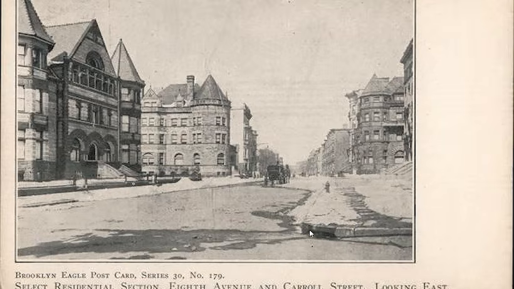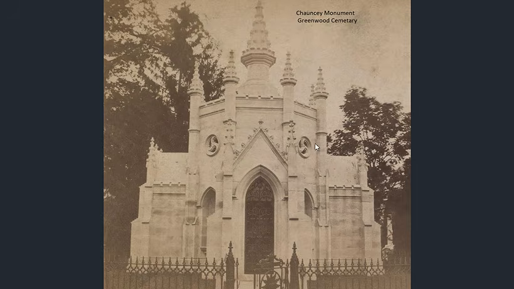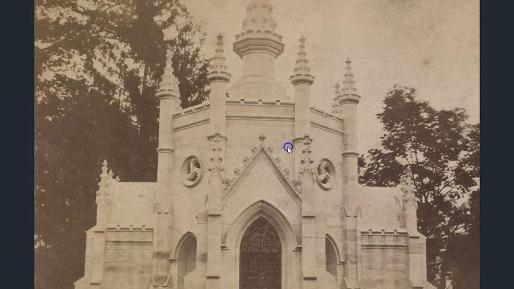And there's so much coming out of Brooklyn. This is really one of the most juiciest files that I have put together in quite some time as far as visuals go. The Greenwood Cemetery. This is the Chauncey Monument. Looking like it's absolutely teched out, just as you would a cathedral.